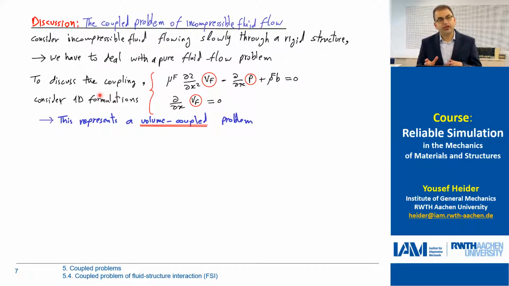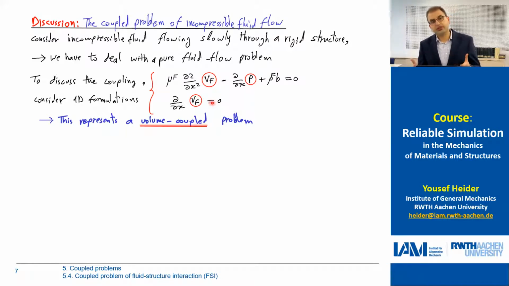If we want to discuss the equation, let's write it in a very simple form. Assume we have a one-dimensional setup, and then we can replace the divergence and the gradients by partial derivatives. So we would have mu_f multiplied by the second partial derivative of v_f with respect to x, minus the partial derivative of p with respect to x, plus rho_f b equal to 0. And for the continuity equation, we would have the partial derivative of v_f with respect to x equal to 0.